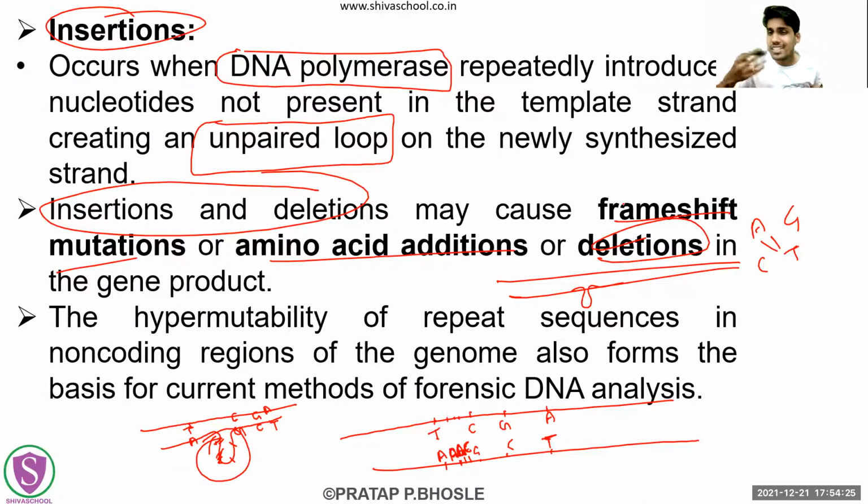Maybe whatever additional nucleotides are inserted, maybe that will code for a particular amino acid. If an additional code is added, then obviously an additional amino acid will also be added. So if the additional code has been added, obviously the additional amino acid may get added. Or there may be deletions also, right?